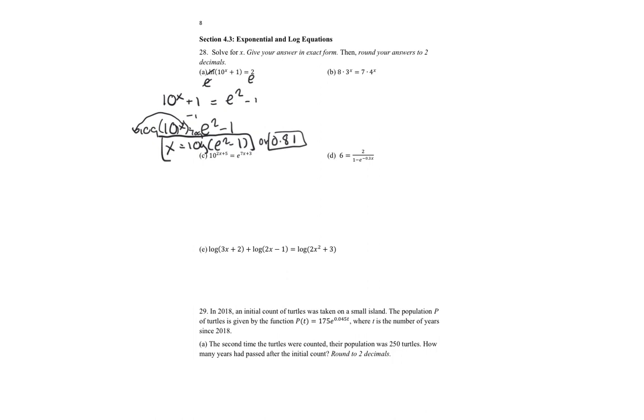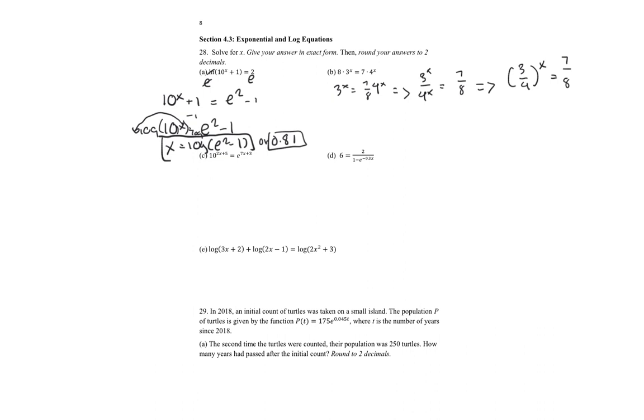Alright, so for part B, we have 8 times 3 to the x is equal to 7 times 4 to the x. We're trying to get x by itself, so the first step we can take is divide 8 on both sides. Then we get 3 to the x is equal to 7 over 8 times 4 to the x. Since we're wanting to solve for x, we should get them on the same side, so we can divide by 4 to the x on both sides. So this turns into 3 to the x over 4 to the x is equal to 7 over 8. Since both the 3 and the 4 are being taken to the x, we can rewrite this as 3 over 4 to the x is equal to 7 over 8.